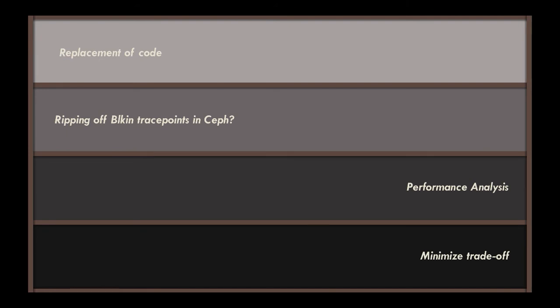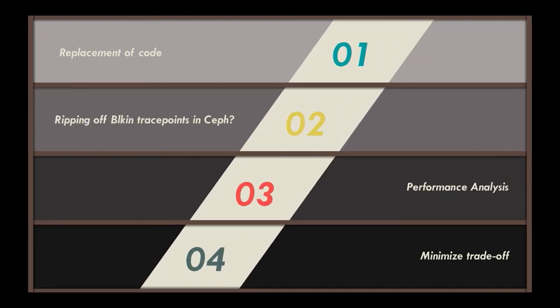Thank you. The next steps are as follows. Once we get rid of the problems that we are facing due to the dependencies, we'd like an effective replacement of code, and thus we'll know if ripping off the blkin trace points is necessary or not. Once Jaeger is instrumented on Ceph, we'd like to do a performance analysis to see if we are adding additional performance overhead to Ceph due to Jaeger, and thus minimize the trade-off.